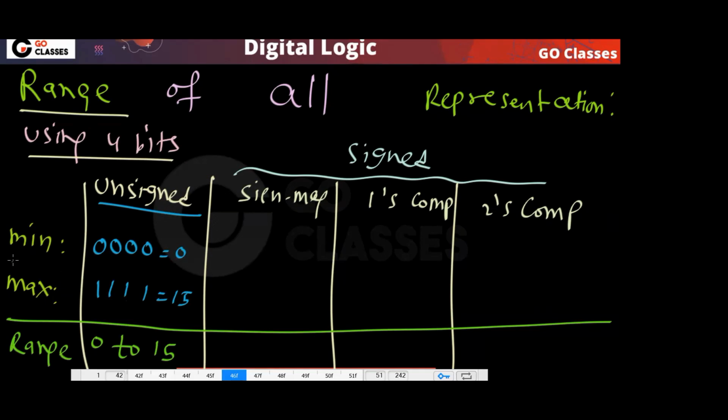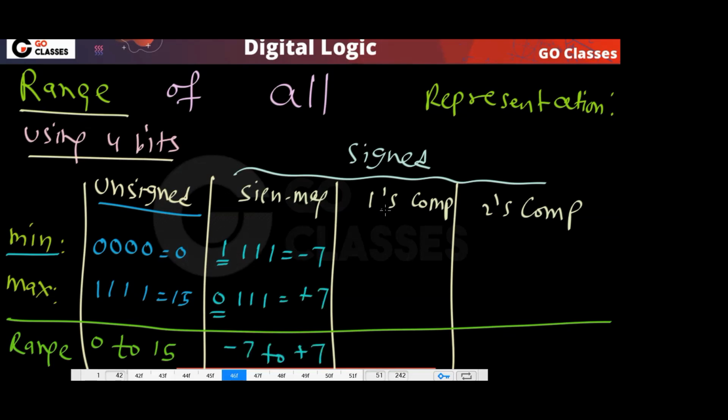So tell me, what is the minimum in sign magnitude? Minimum will be 1 followed by all ones, and here 0 followed by all ones. So this will be the minimum. So minimum will be minus 7 and maximum will be plus 7. So the range is minus 7 to plus 7.